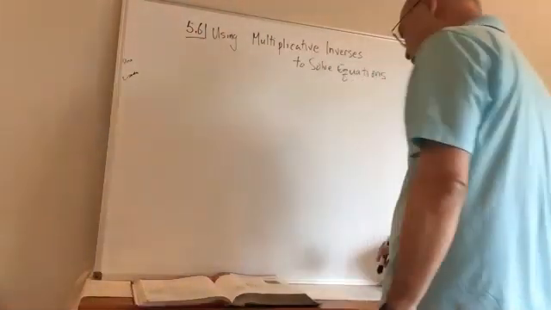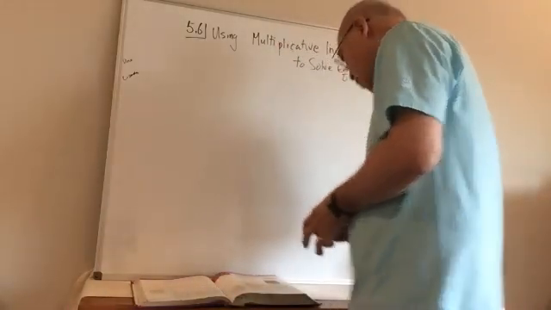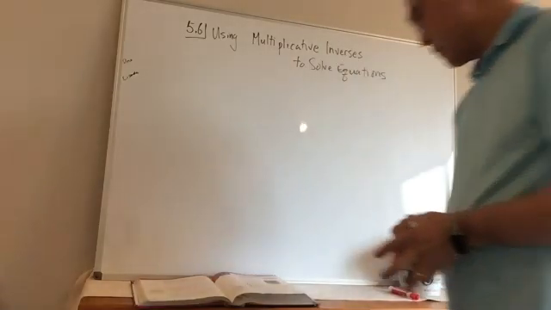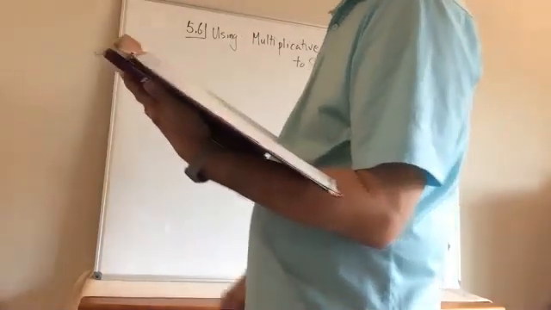5.6 is titled Using Multiplicative Inverses to Solve Equations. That's a pretty fancy way of saying just getting rid of the fractions. There's also a little thing there about caves.